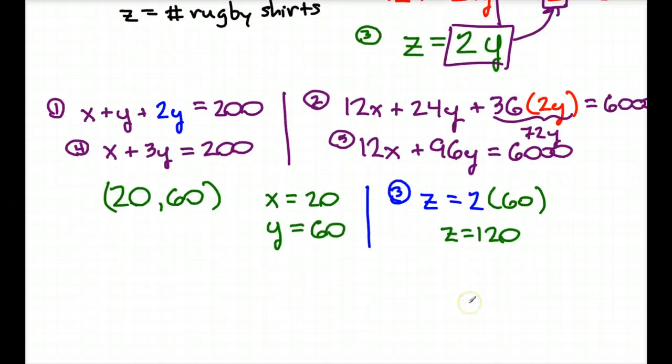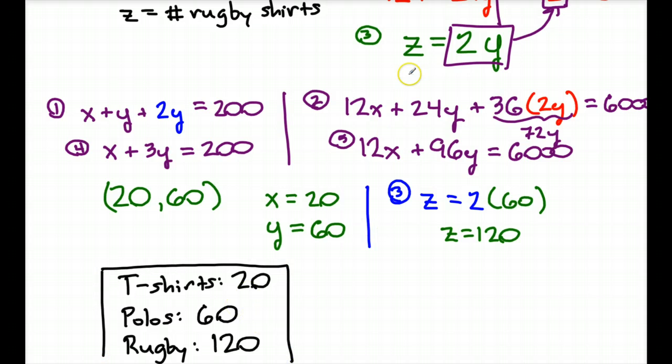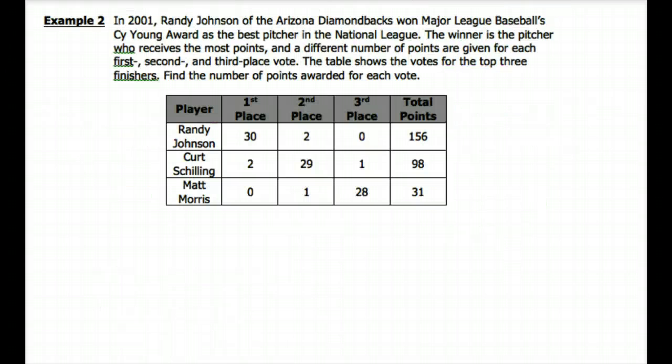Okay, so for this problem, I know the number of t-shirts I need to buy is 20. The number of polos I need to buy is 60, and the number of rugby shirts I need to buy is 120. So for all of these 3 variable system word problems, you're going to write your let statements, set up your 3 equations. You're going to get equation 4 and 5, and then just let your graphing calculator do the rest. Okay, let's go ahead and try number 2 and set that up similarly.